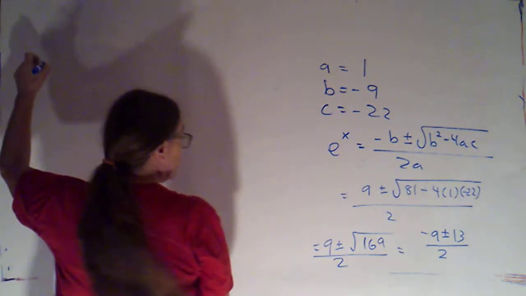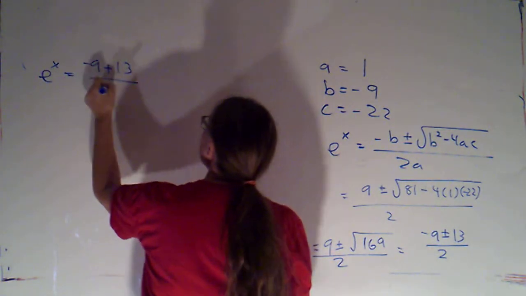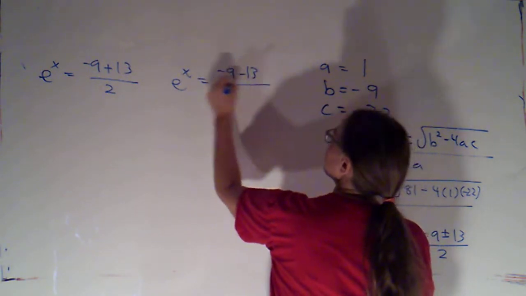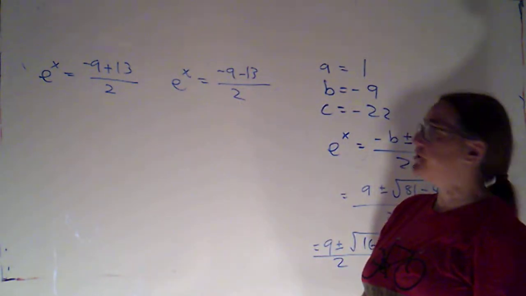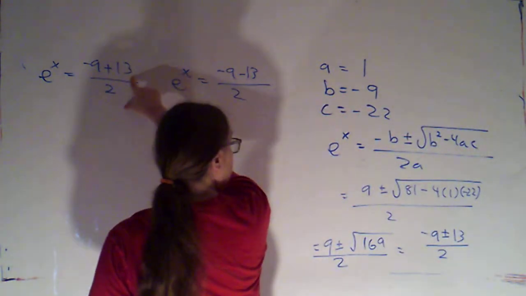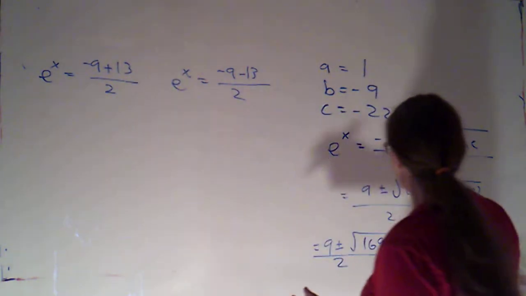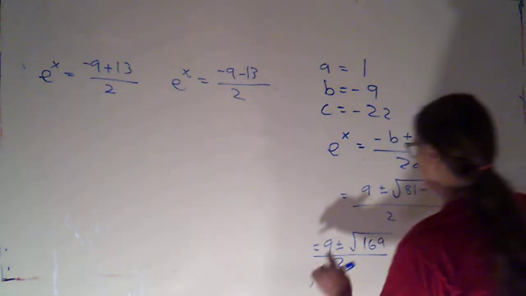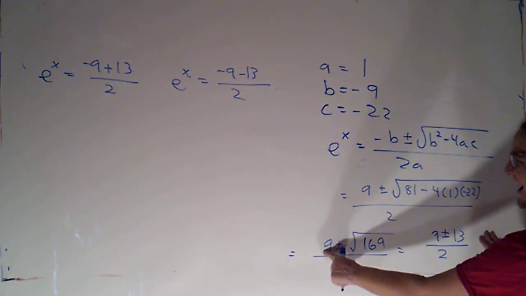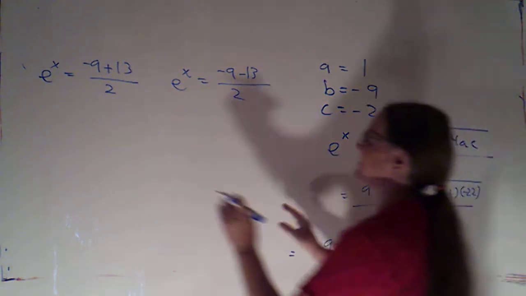Let's see. So e^x is either negative 9 plus 13 over 2, or e^x is negative 9 minus 13 over 2. I'm sorry, it wasn't a negative 9, it was a positive 9. I miscopied this here. So it was 9 plus or minus 13 over 2.